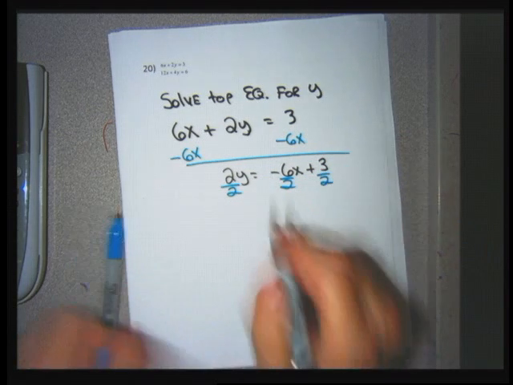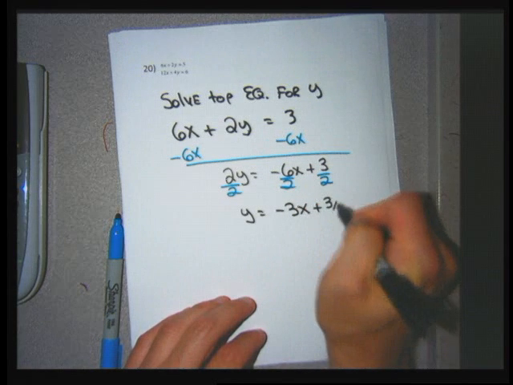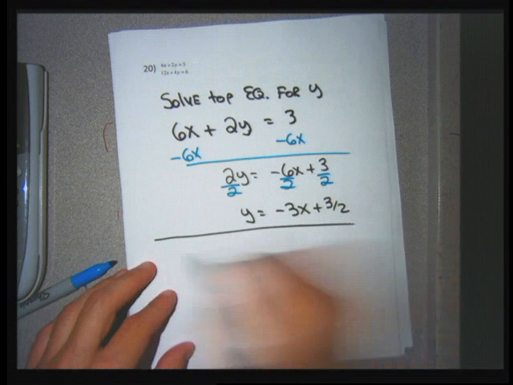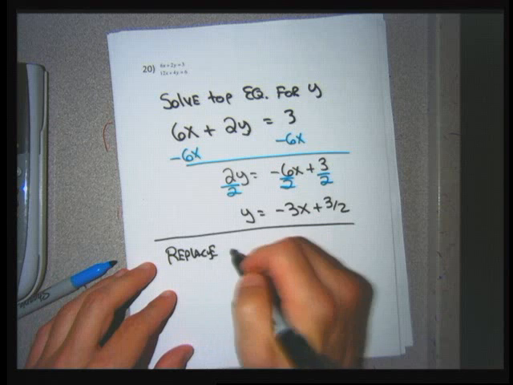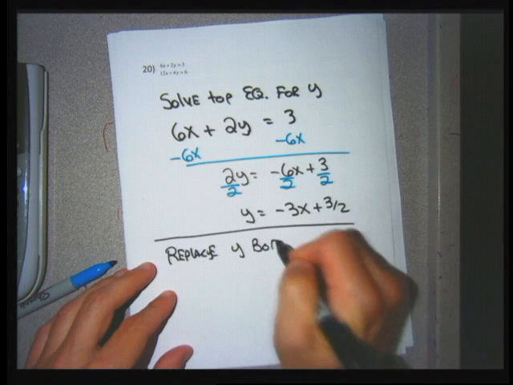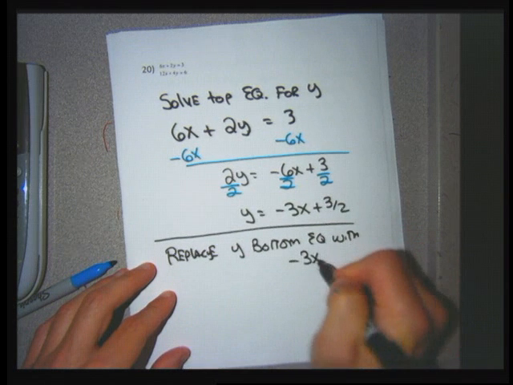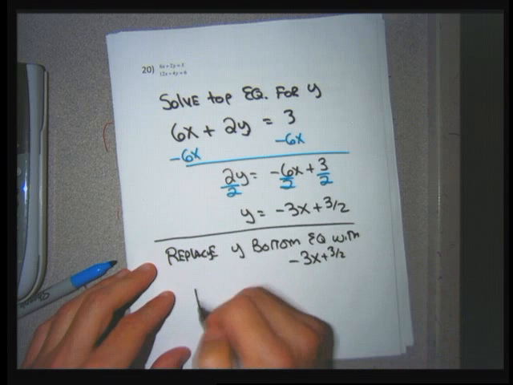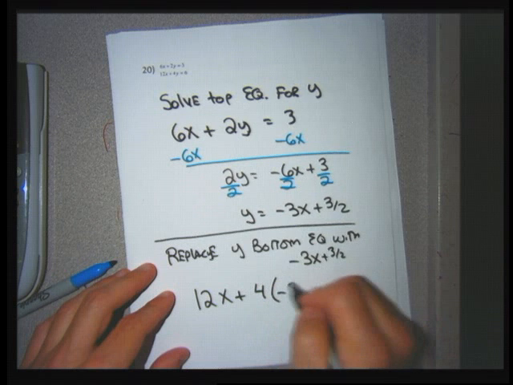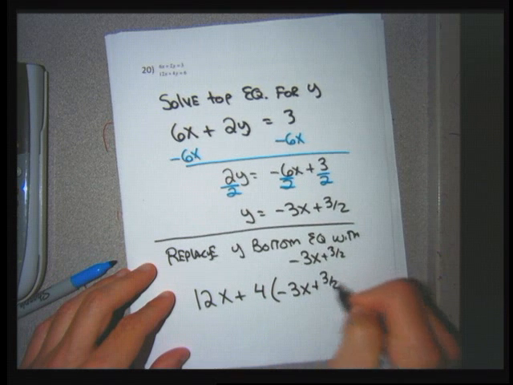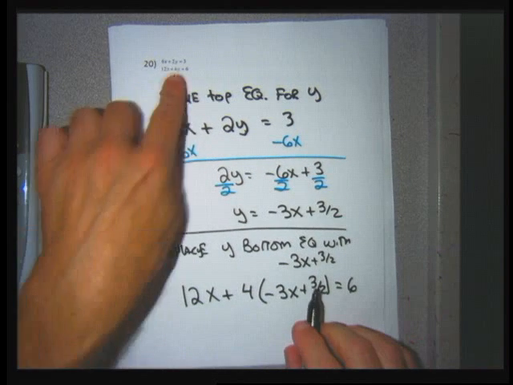So solving the top equation for y, it's the same top equation. I get y equals negative 3x plus 3 halves. And now I'm going to replace the y in the bottom equation with negative 3x plus 3 halves. The bottom equation said 12x plus 4y. And in place of the y, I'm going to do negative 3x plus 3 halves, and then equals 6. That's just taking the bottom equation, changing the y to that.